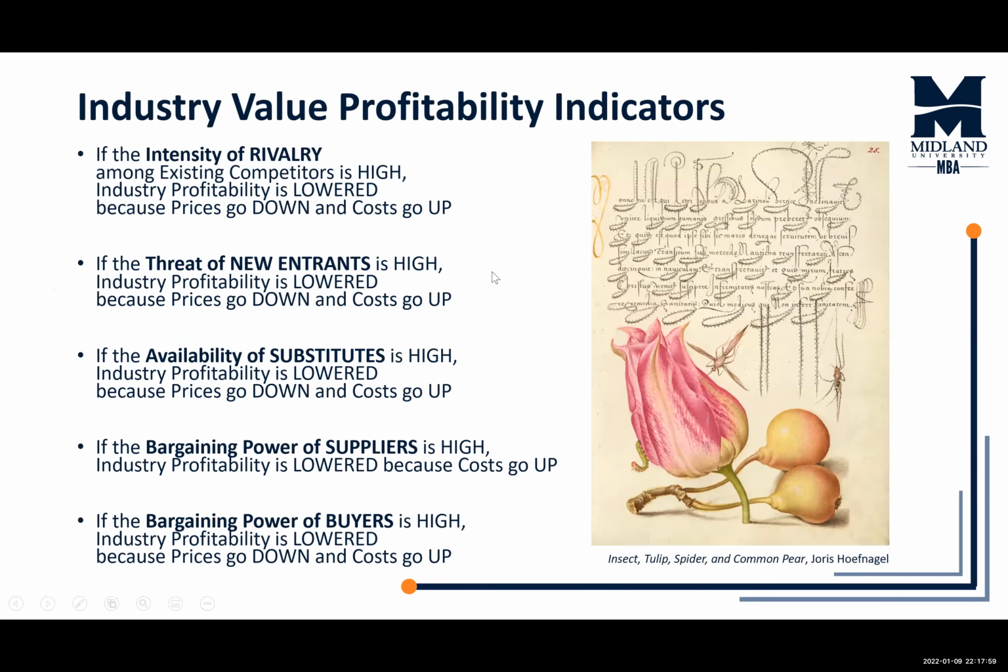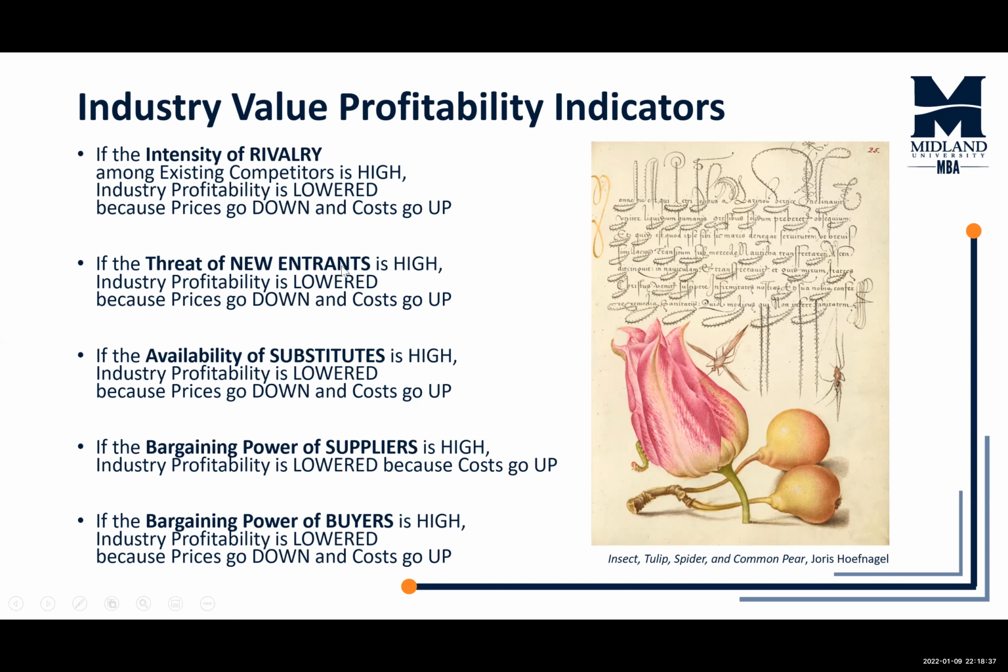So from a structural standpoint, when the intensity of rivals is high, of rivals being those existing competitors, what does that mean? It means that the industry profitability is lower than what it would be, because what? The prices go down, the costs go up. Prices go down because the rivals are trying to get the best price, and try to sell that lower price to the customer.